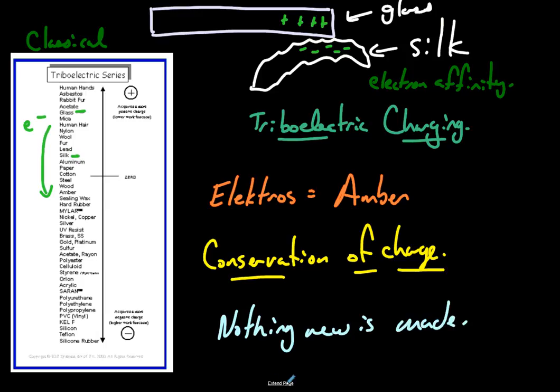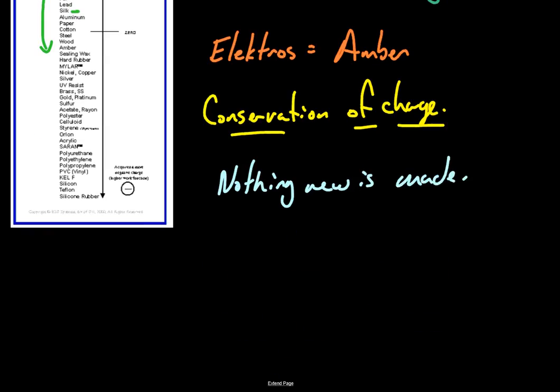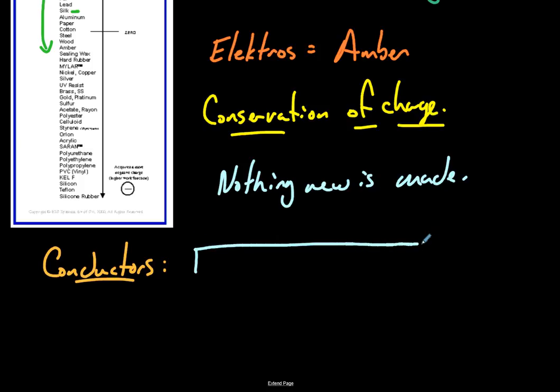All right, let's just review conductors and insulators. So conductors: metals tend to be conductors. Let's think about what a metal is like. We've got a metal, and metals are made up of atoms like everything else, but their atoms are a bit different than the atoms of nonmetals.